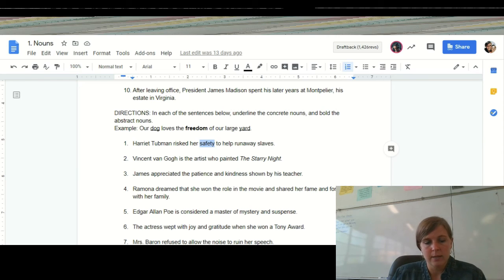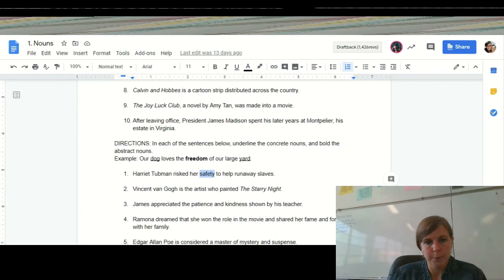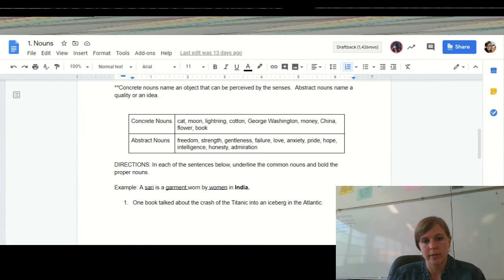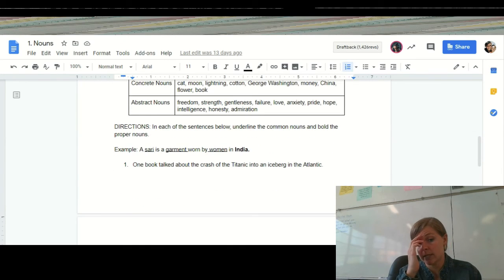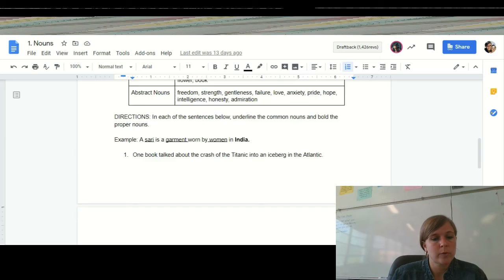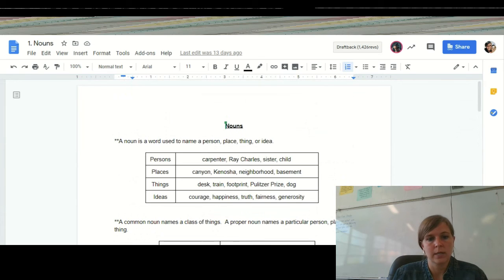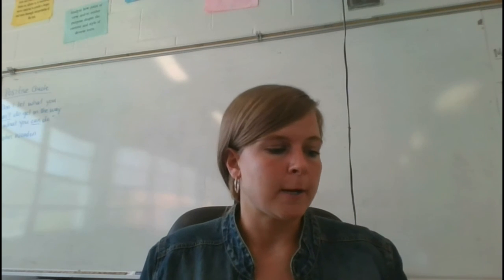Now, then you would go 2 through 10 on your own. Not all of these sentences have one of each. So for example, in the common versus proper noun exercise, you may not always have both common and proper nouns. Same thing with concrete and abstract. You may not always have one of each in your sentences. Okay, so hopefully that explains that. I think that's everything for the directions, and hopefully you are back to seeing me.